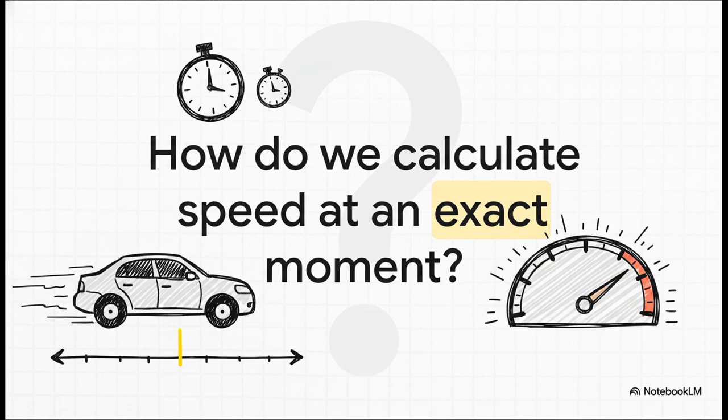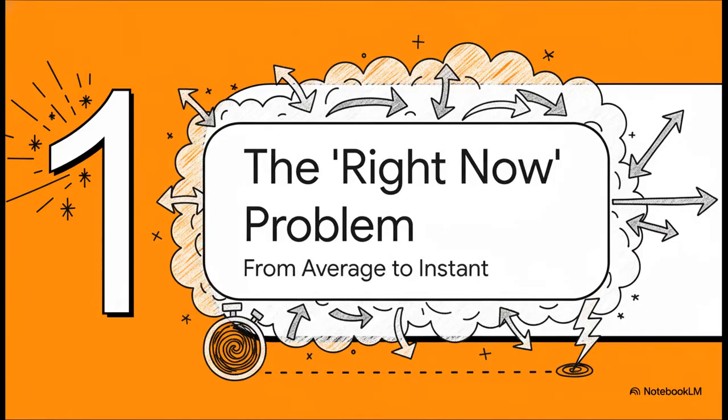I want you to really think about this for a second. Let's say you're driving. Figuring out your average speed over an hour, that's easy. But what about your speed right now, at the exact instant you look down at your speedometer? How does your car even know that? Well, that very question is exactly why derivatives were invented. And this gets us to what I like to call the right now problem.